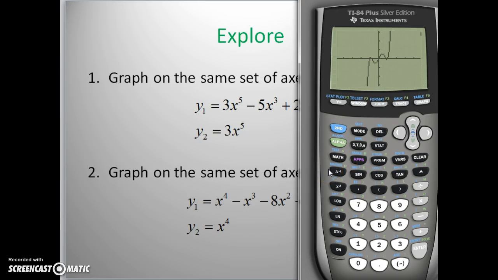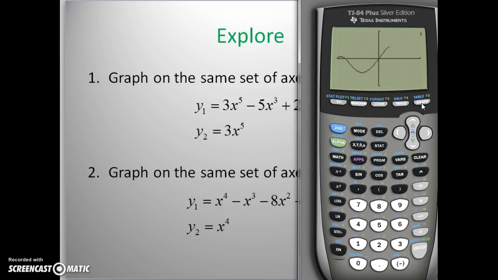I'm going to fuss with my window here, so I'm still in Zoom 4 right now. And I see I have my two functions. Let me change my window here. I'm going to change my x min to -1, x max to +1, and the same for my y min and y max, -1 to +1. Then I'm going to go ahead and graph again.